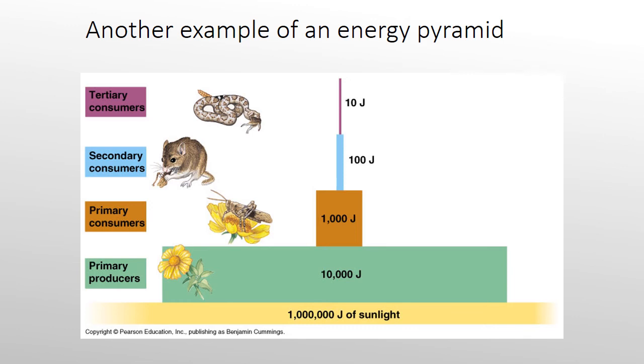Basically, what has to happen, let's say for this rat-like creature right here, is they have to eat a lot of crickets to get enough energy to stay alive. Same thing for the snake. It has to eat a lot of rat-like things to get enough energy, because every time it eats one, it gets very little energy. So as you go higher and higher, you have to eat more of the bottom levels in order to get the energy to stay alive.